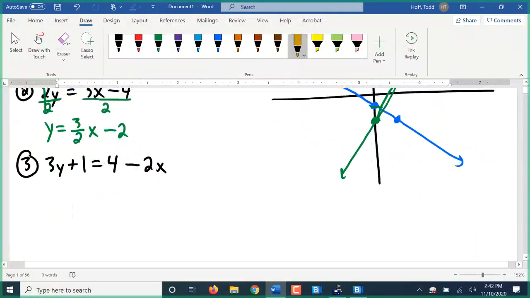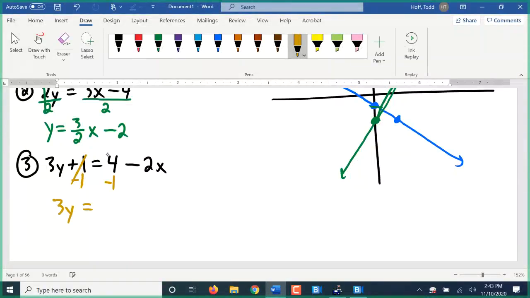For number 3, we have to get y by itself. Y has been multiplied by 3, and then 1 has been added to it. We're going to start by subtracting 1 to get rid of the plus 1. On the other side, I'll subtract 1 from the 4. So on the left side, I have 3y equals 4 minus 1 is 3, and then I have the minus 2x yet.